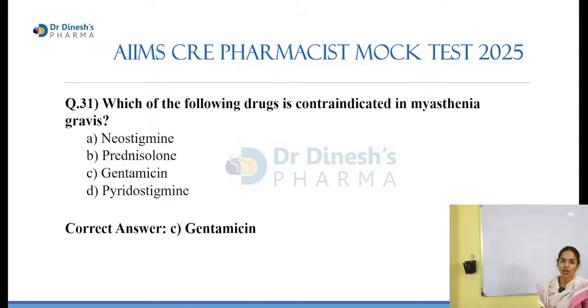We can follow a mnemonic A, B, C, D, E for the drugs that are contraindicated in myasthenia gravis. There are many drugs, I am mentioning only some. A is for aminoglycosides. B is for beta blockers. C is for chloroquine.